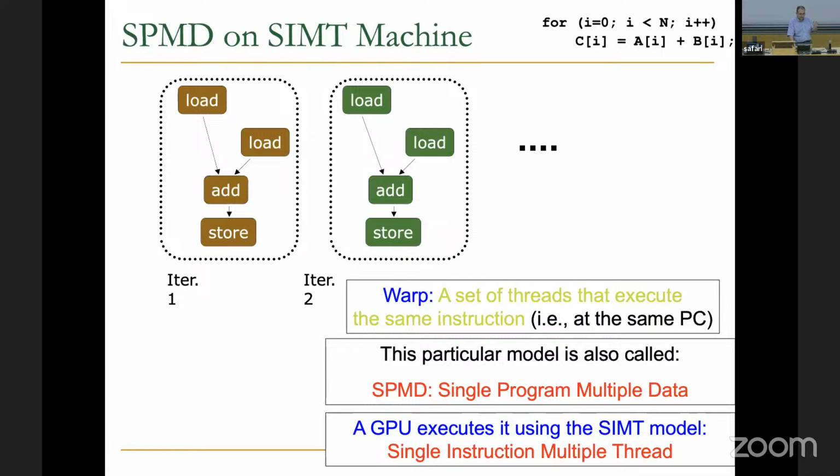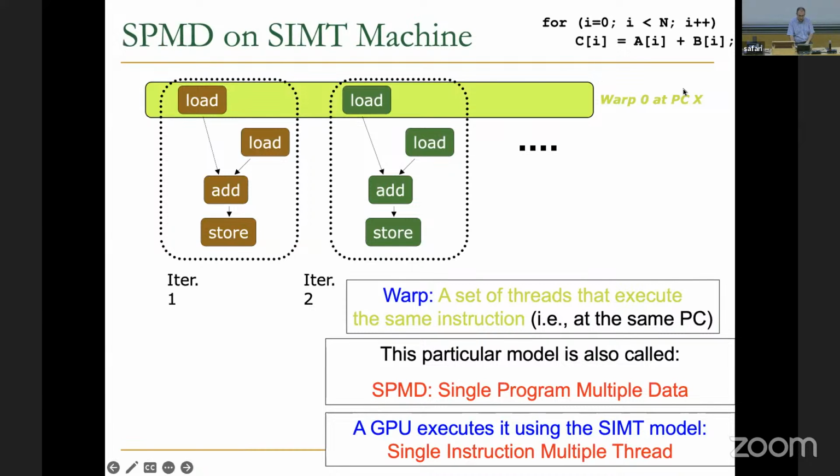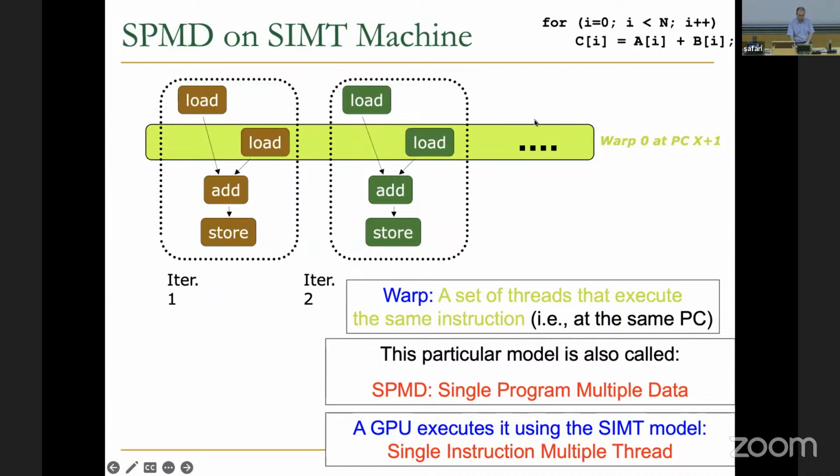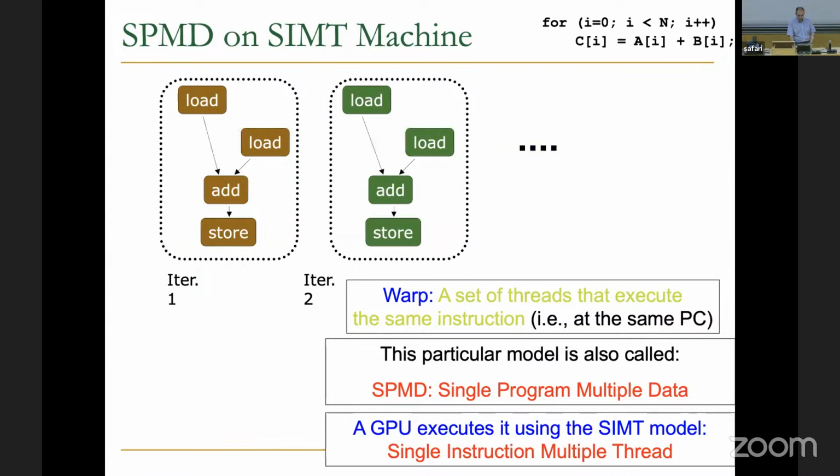So let's go back to our example. When we have SPMD on a SIMT machine, we have a warp, which is a set of threads that execute the same instruction. So warp 0 at program counter X does a load, and then warp 0 goes to program counter X plus 1 that does the second load, and then an addition, and then a store. And you can have several of these warps, and we're going to see that also later.